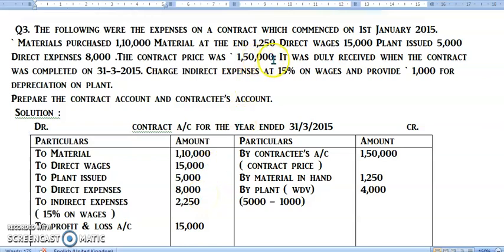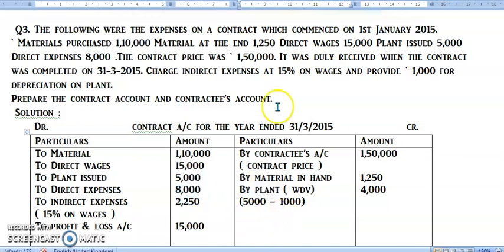Then we have to write contract price of 1,50,000, and it was duly received when the contract was completed on 31st March 2015. ठीक है, ध्यान दोगे तो आपको 3 महीने में ये कॉन्ट्रैक्ट फिनिश भी हो गया. ठीक है, तो उसी 3 महीने में आपने वापस वो कॉन्ट्रैक्ट प्राइस की वैल्यू लिख दी 1,50,000. And next is charge indirect expenses 15% on wages. So we have written indirect expenses और हमने 15% wages का ले लिया. wages है आपका 15,000. 15,000 के ऊपर 15% कैलकुलेट करोगे तो 2,250 डेबिट साइड पे.